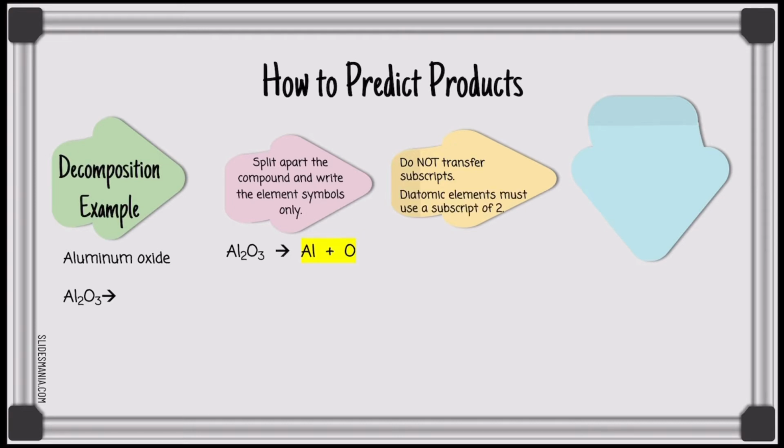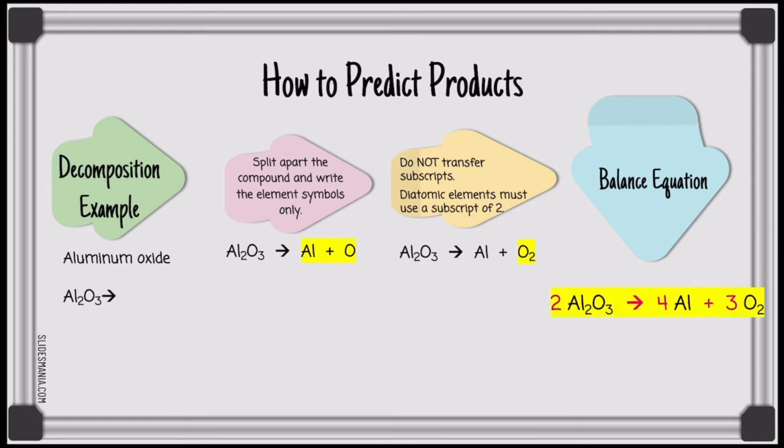Also, the diatomic elements must use a subscript of 2. So oxygen on the product side will have a subscript of 2. Finally, all that remains is to balance the equation using coefficients.